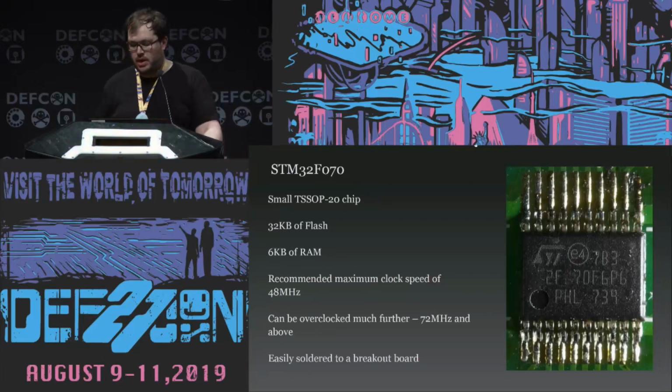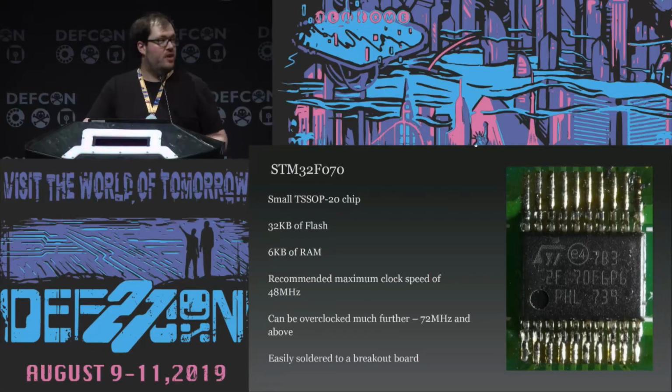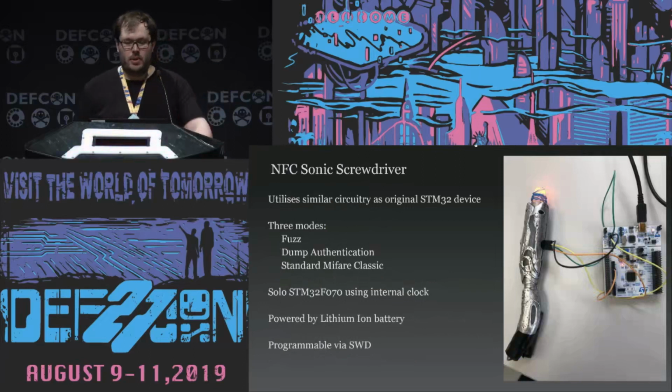Now, I decided to use a much smaller but still quite powerful chip for this, an STM32F070, which is a very small TSOP chip but has way more power than even the ATtiny, which was a lot larger. So it had 32K of flash and 6K of RAM. It had a recommended clock speed of 48 megahertz, but it could be pushed a lot further, like 72 megahertz. So I could basically copy and paste a lot of the code I'd done before and make it still work. And by drag soldering onto a breakout board, I could literally load it into the sonic screwdriver and get it working.